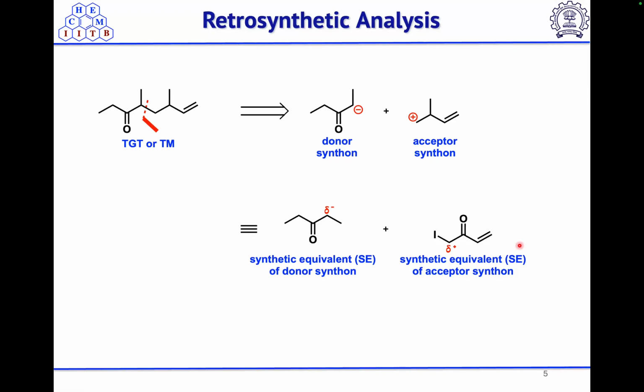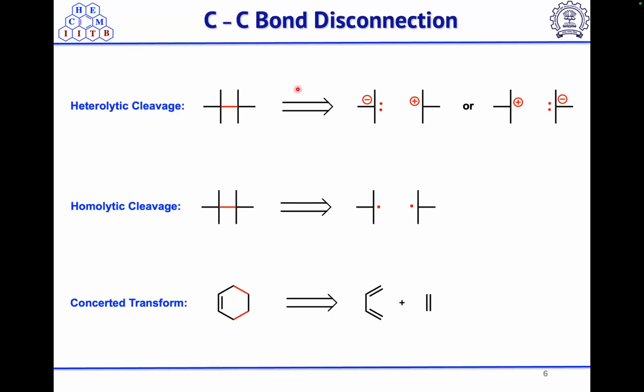Now we'll show in detail how we can do the C-C bond disconnection. C-C bond disconnection we can do in three different ways: heterolytic cleavage, homolytic cleavage, and concerted transformation. Heterolytic cleavage means this C-C bond has two electrons, so one carbon can take both electrons of this bond, and the other carbon will then show a positive charge. It can also be vice versa.